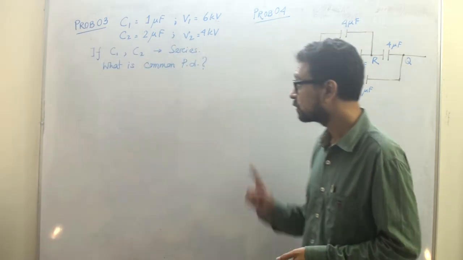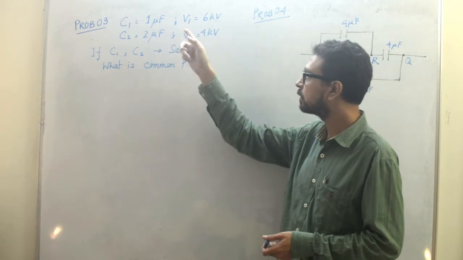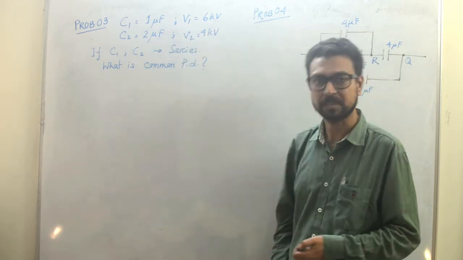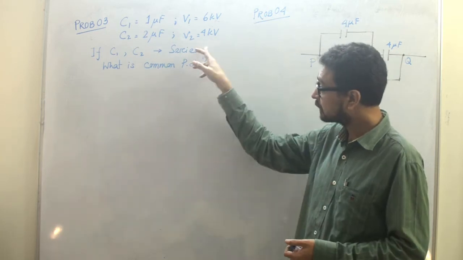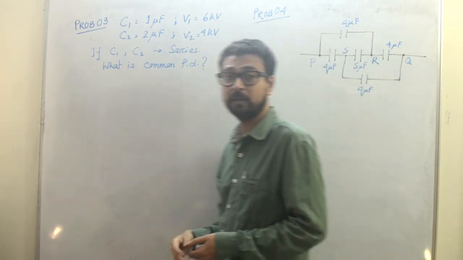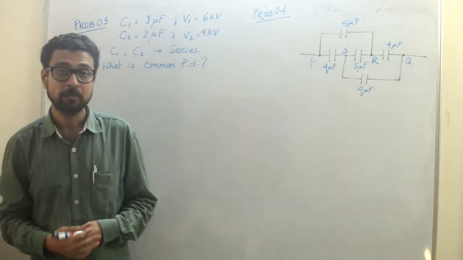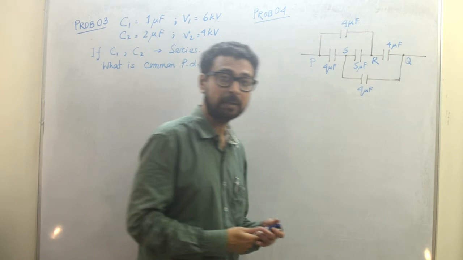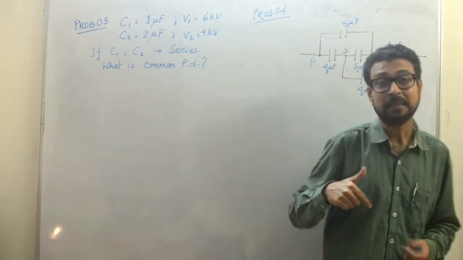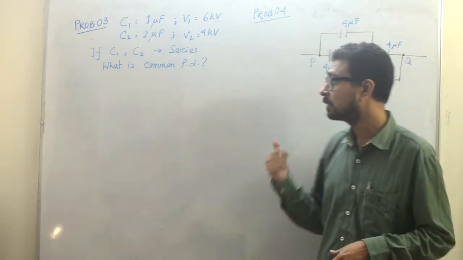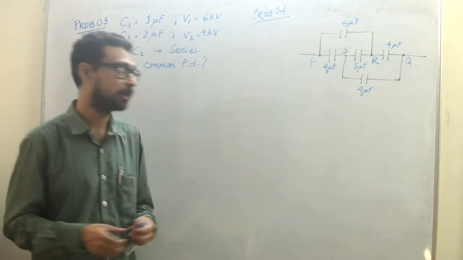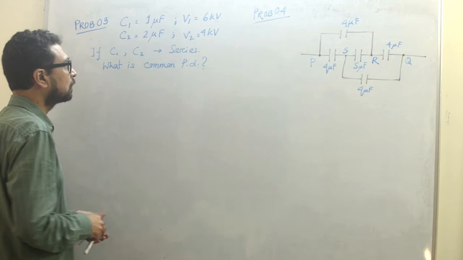It says that there are two capacitors, 1 μF and 2 μF. They can sustain a maximum voltage of 6 kilovolt and 4 kilovolt respectively, and they are connected in series. They have asked us to find the common potential. We already did the parallel combination of capacitors and got the value of common PD. Now we have a different approach: the capacitors are connected in series, but still we have to calculate the common potential. So let us approach this one.